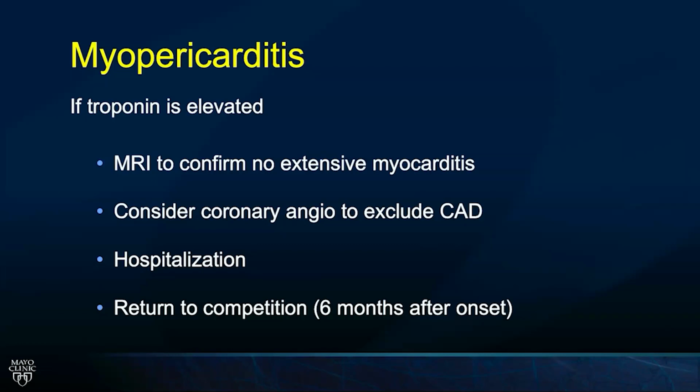Now the idea of myopericarditis. If you have a patient and you've checked the troponin and it is elevated, then you need to get an MRI to see if there is extensive myocarditis involved, because that may change your management if it's a lot. You are likely to put that patient in the hospital and monitor them until their pain is gone. Obviously, if they are the right demographic or the chest pain has mixed features, you might consider a coronary angiogram in the face of an elevated troponin, hospitalize them.